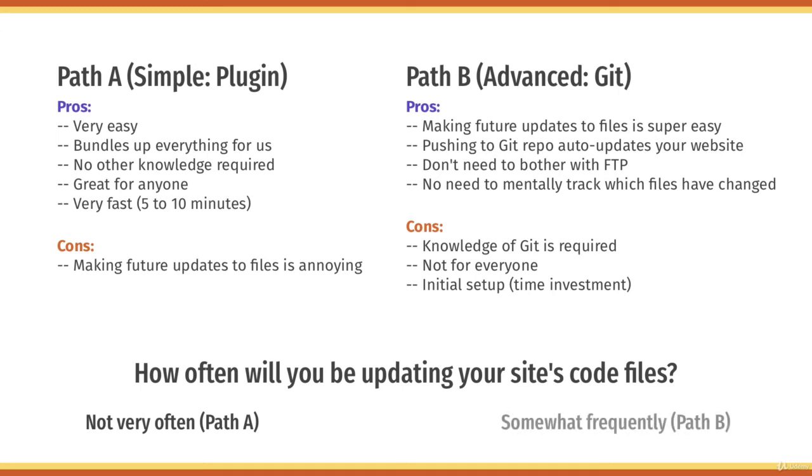Path B is really only worth the extra effort if you think you're going to be making somewhat regular or frequent updates to the code files of your live website. Now you don't need to make a decision. You can follow along with both paths if you want to. Beginning in the next video, I'm going to walk through Path A, and then once I'm done with that, I'm going to completely delete my live website just so that I can start over again and demonstrate Path B. So if you want to experiment and try both paths, that's okay, but there's no need to do that. Either one will get the job done.